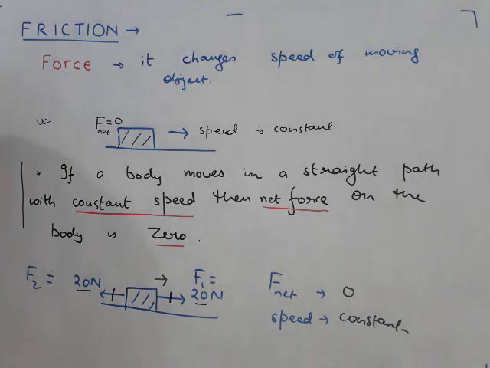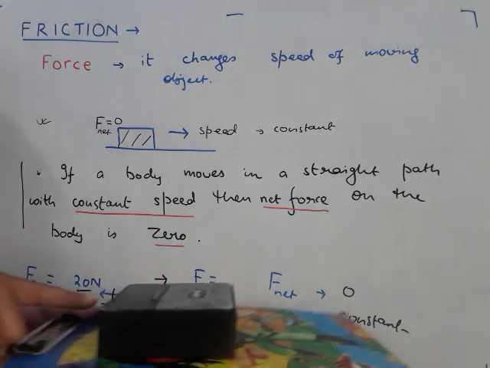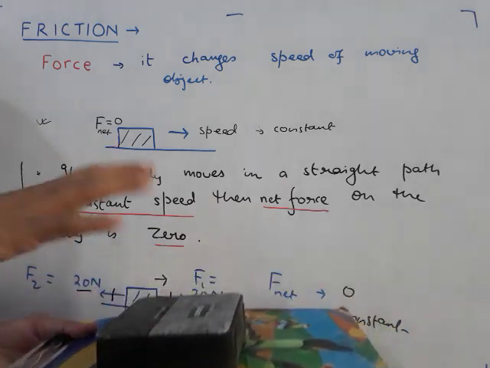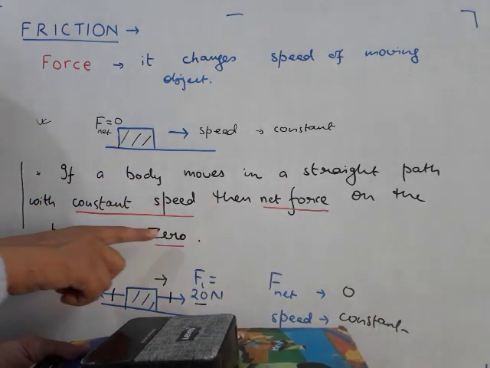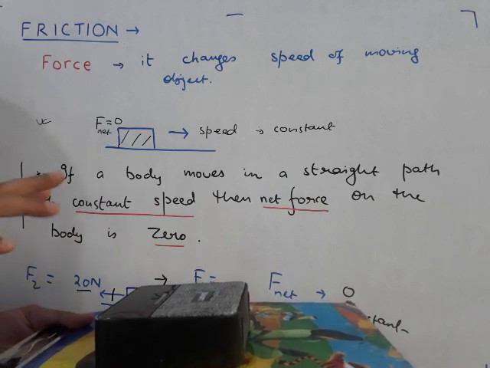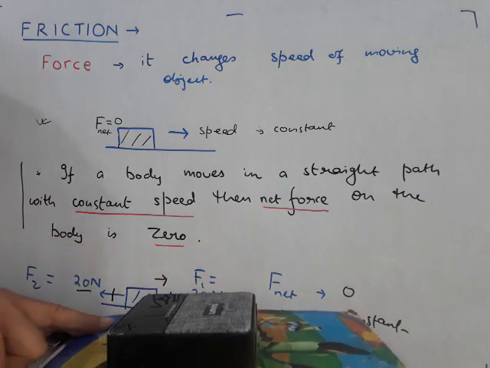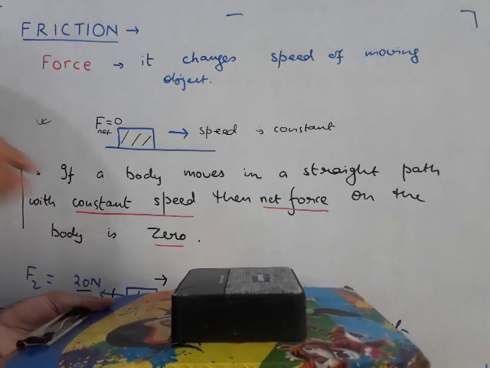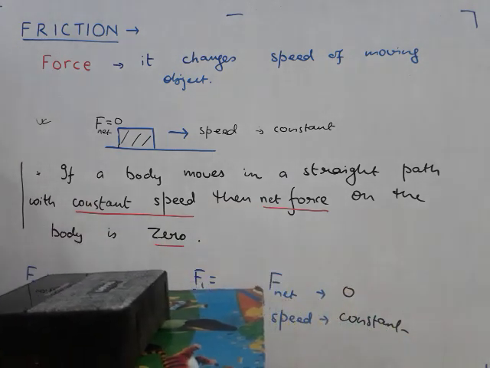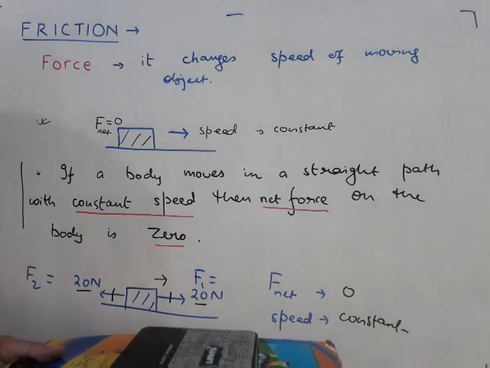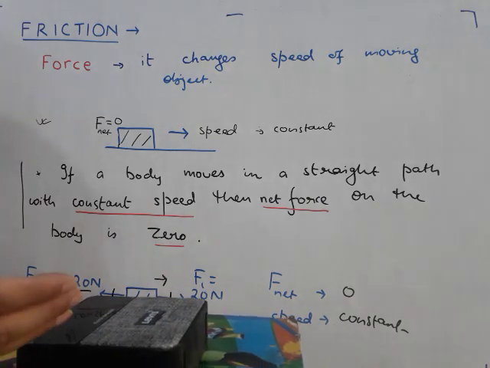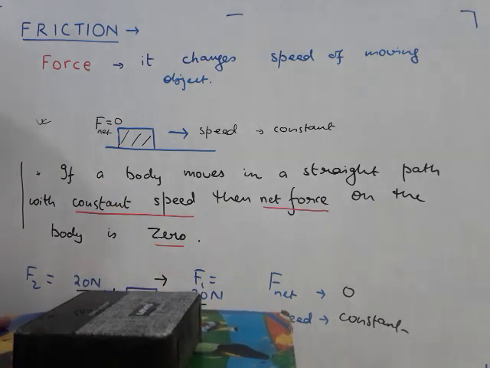How much force was I applying? I was applying a force of 2 Newton in that direction. But I am saying that since the speed was constant, the net force must be 0. That means there must be a balancing force. Who is balancing my force? Which agent is balancing my force? This is the question. That is the clue for our topic: that agent is the frictional force.